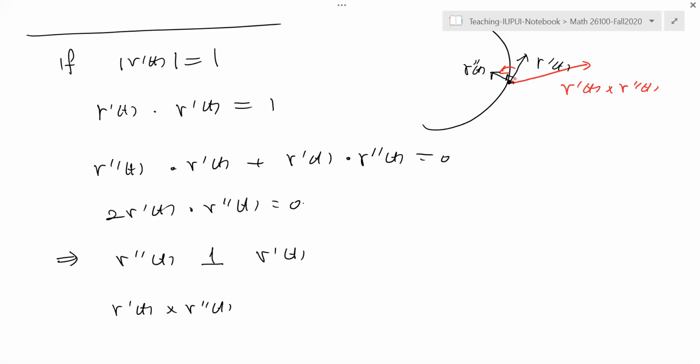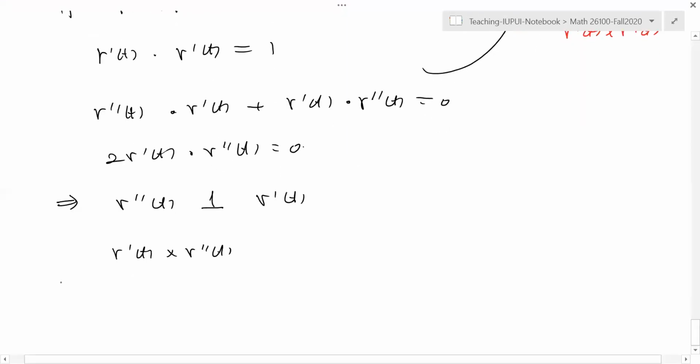But the length of the second derivative tells you how curved the curve is at that particular point. And we are going to understand the meaning of this. The length of the second derivative has a geometric meaning here. That's called the curvature of the curve at that particular point. That's what we're going to talk about later.